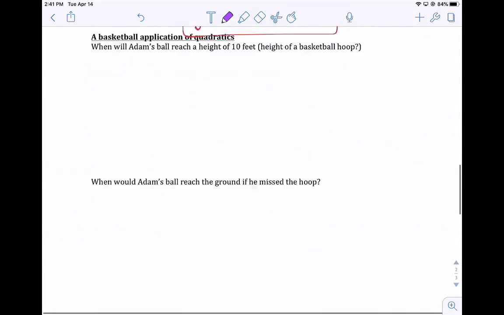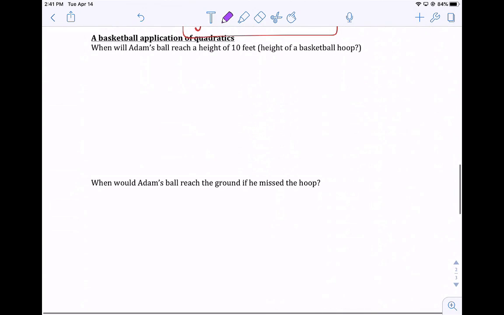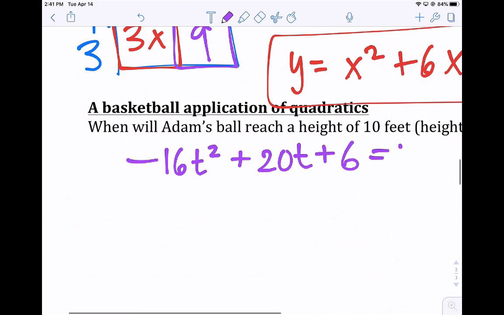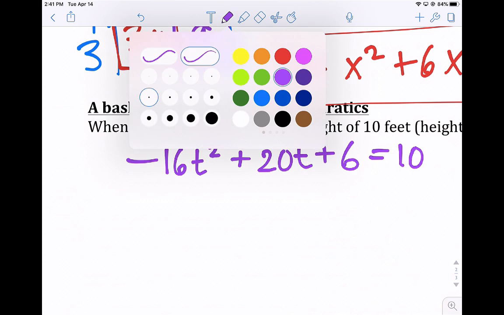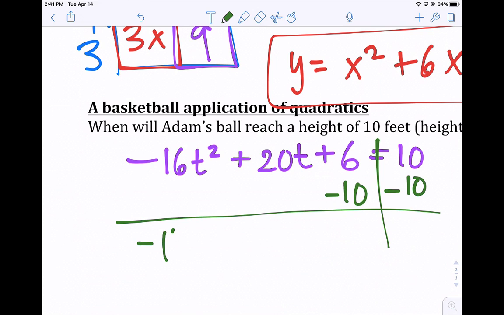All right. So here's Adam's original equation, negative 16t squared plus 20t plus 6. When does that equal 10? Now, in order to solve this quadratic, you do have to get 0 on one side, so subtract 10 first. And we have this equation, negative 16t squared plus 20t minus 4 equals 0.